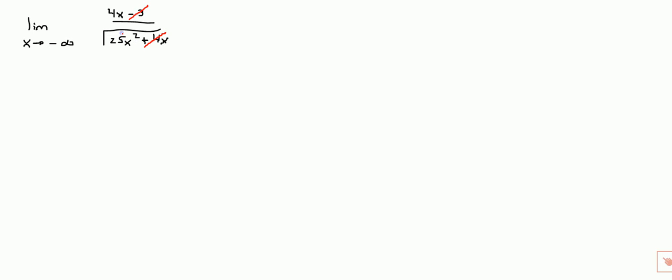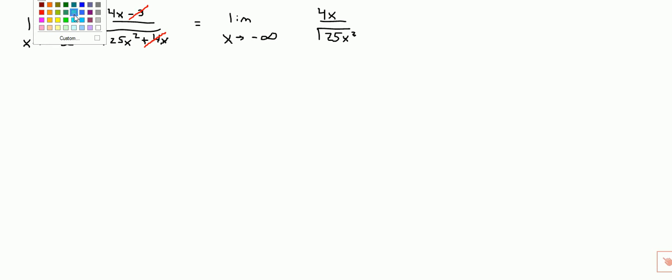Then we rewrite the limit and see what's left over. So this is equal to the limit as x approaches negative infinity of 4x divided by the square root of 25x squared. Let's look at the denominator and simplify that. This is kind of tricky. So, the square root of 25x squared.